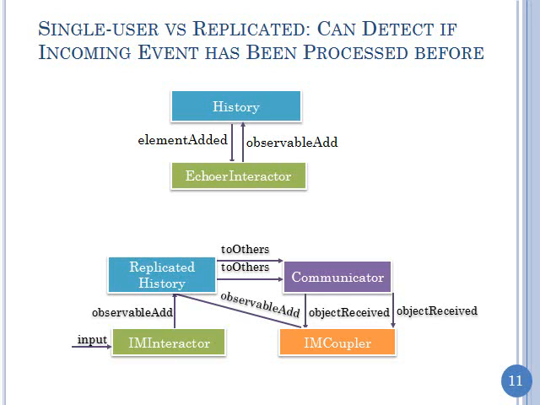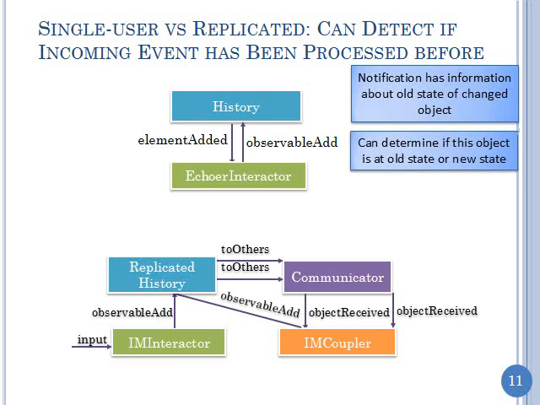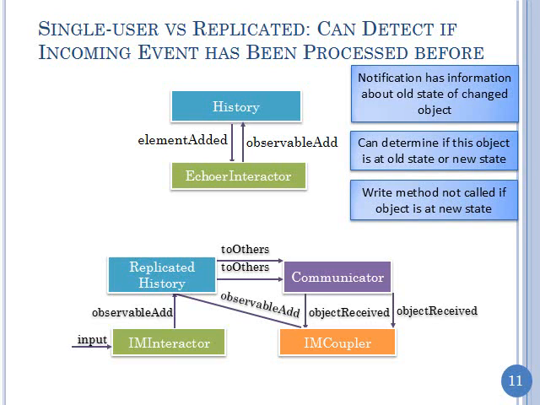And then the trick becomes, how do I know there's enough information here or not to make the change? So the notification has information about the old state of the changed object, and that old state could be compared against the state of this thing, and if the states are not the same, so this object is at old state or new state. So that's the whole idea. You can determine if the object on which you want to make the change is at old state or new state, and the write method is not called if the object is at new state.